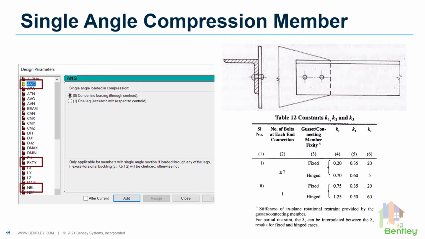Ang is used to specify whether the angle is loaded through one leg or at centroid. Only if the angle is loaded through one leg, then slenderness ratio is calculated using clause 7.5.1.2.